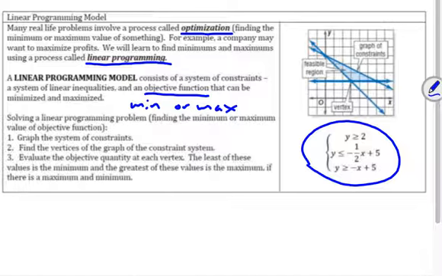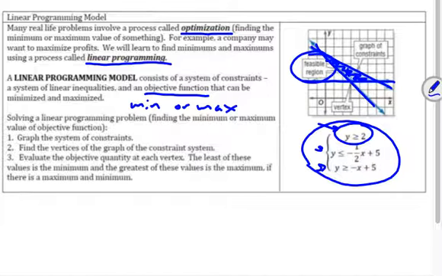Solving a linear programming problem, finding minimum maximum of objectives. First, you're going to graph your constraints. Your constraints are your inequalities. Here it's y is greater than or equal to 2. When you're talking about just one variable y, that's this line right here, and it's greater than or equal to 2, so I would shade above it. And then you have your other two inequalities. Evidently we shade below this one and above this one. This shaded in area here is called your feasible region.